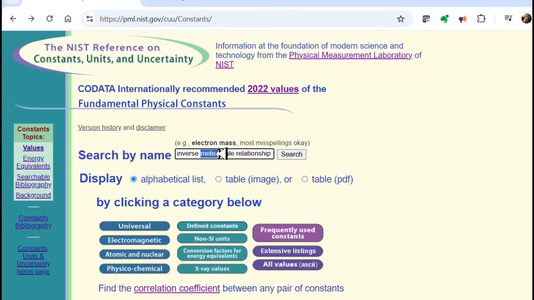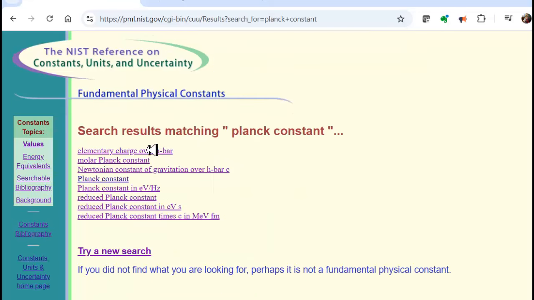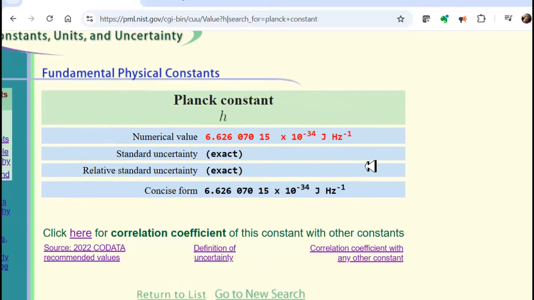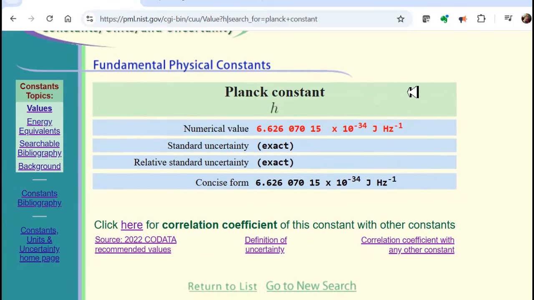So I could type in, say, maybe I want to look up Planck's constant. Then there's all the different variations on it, and so I can click on this one and I can see I can get the value of Planck's constant, and I can get the units that the NIST standard identifies this constant with.